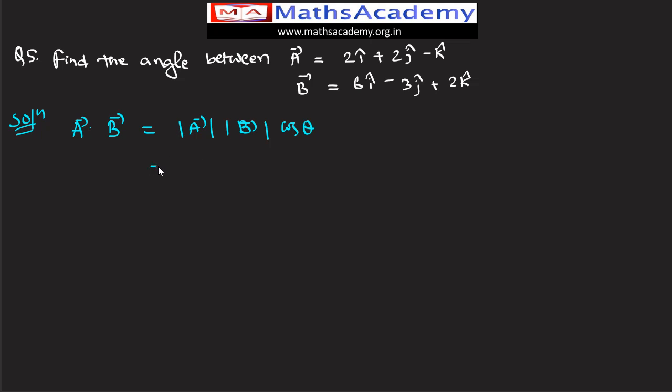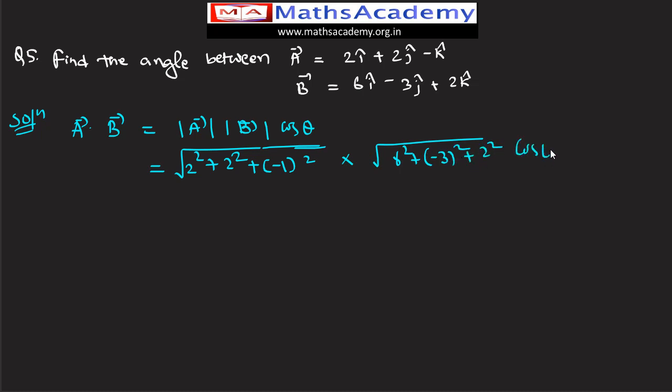So now we know how to calculate mod of A, which is equal to the square root of 2 square plus 2 square plus minus 1 square. Again, mod of B we know how to calculate: 6 square plus minus 3 square plus 2 square.